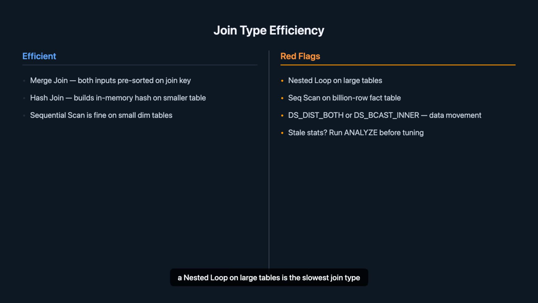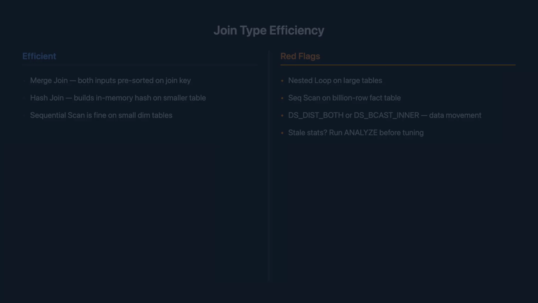a nested loop on large tables is the slowest join type and almost always a tuning bug. A sequential scan on a billion-row fact table means you're probably missing a sort key or a predicate. And anytime you see DS_DIST_BOTH or DS_BCAST_INNER, that's data being shuffled between nodes, expensive. One more thing, if your plan looks weird, run ANALYZE first. Stale statistics produce bad plans.